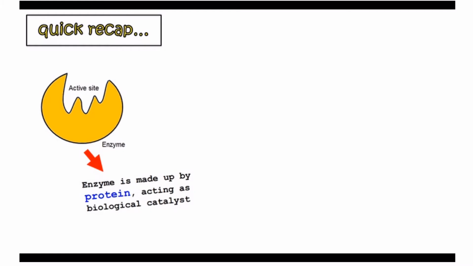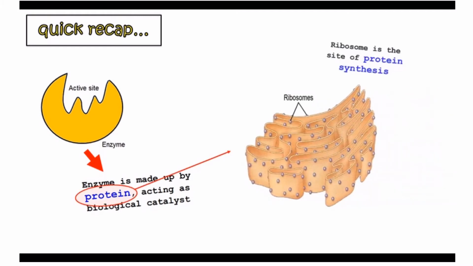You all know how translation takes place and how proteins are synthesized. Since enzymes are made up of proteins, they are synthesized by ribosomes and they act as biological catalysts. And you all know that these proteins, or we should say here the enzymes, are produced inside the ribosomes, just like all of the proteins. Most of the ribosomes are located on the rough endoplasmic reticulum.